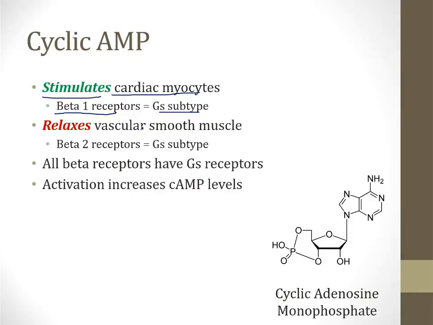In smooth muscle, cyclic AMP causes relaxation, therefore beta-2 receptors, which as you may know are the receptors that cause relaxation of smooth muscle, for example in the bronchioles of the lungs, these all have the GS subtype. So an easy way to remember this is that all beta receptors have the GS subtype of G protein receptor, and activation leads to higher levels of cyclic AMP.